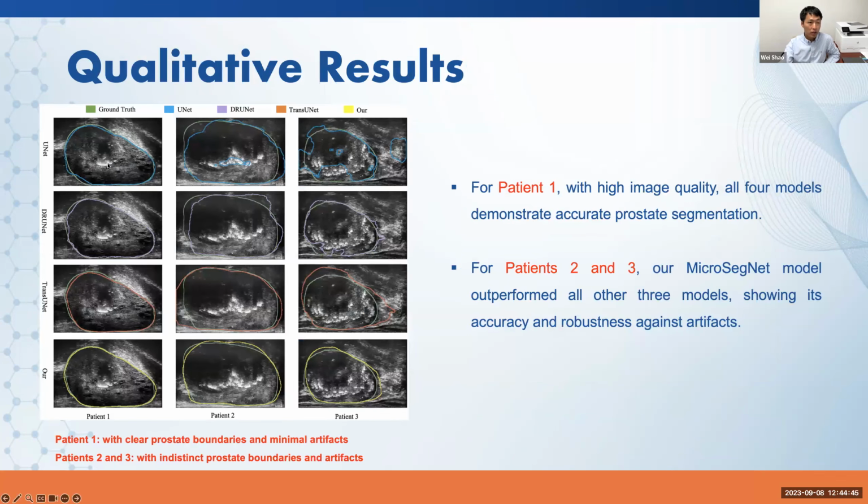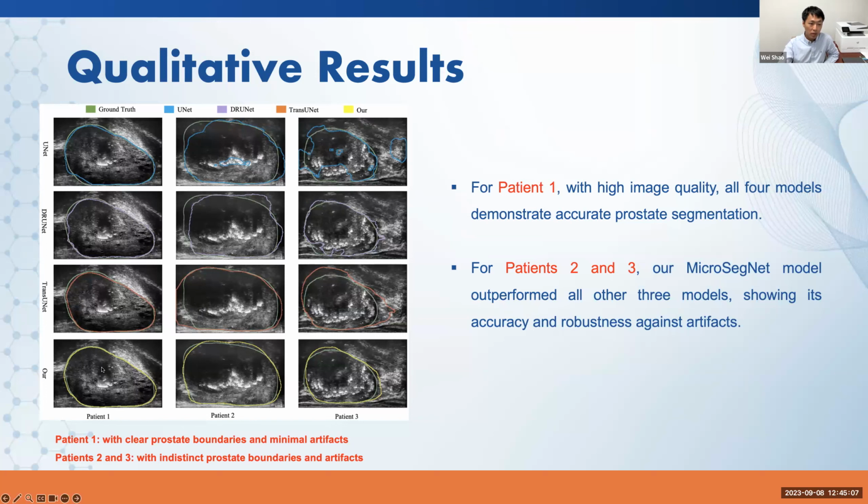And here are some visual results. So we have 3 patients. Each column corresponds to 1 patient. So the first column corresponds to the first patient. So this patient has a relatively high quality micro-ultrasound image. As you can see, all those 4 models perform fairly well on segmenting the prostate on this patient.